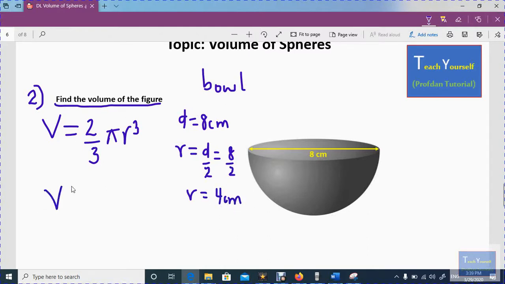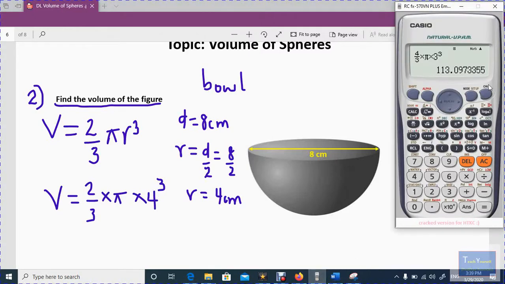Substitute into your formula, the volume of the figure becomes 2 over 3 times pi times radius raised to power 3. And I use my calculator for this. I have 2 over 3 times pi times 4 raised to power 3. This is correct, the same as this. So I press my equals to. I have my answer. In terms of pi, this is your answer.